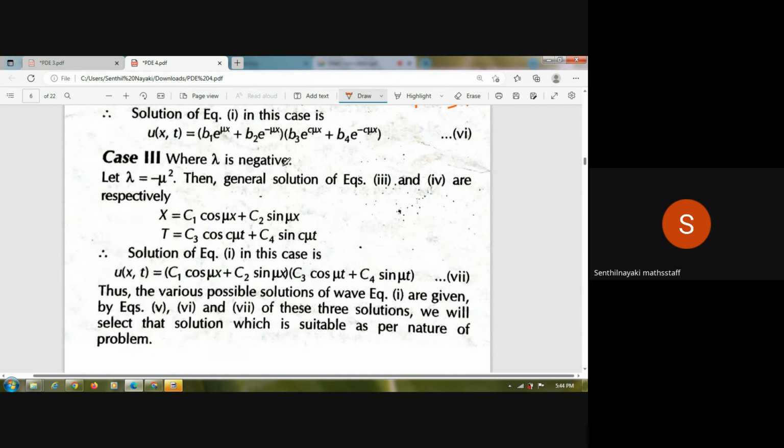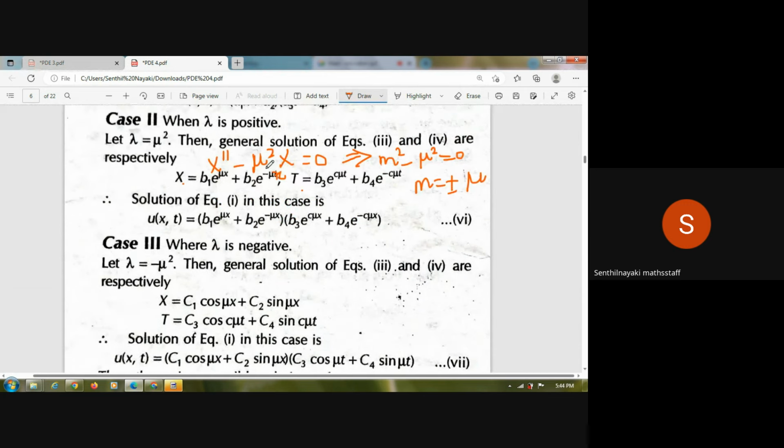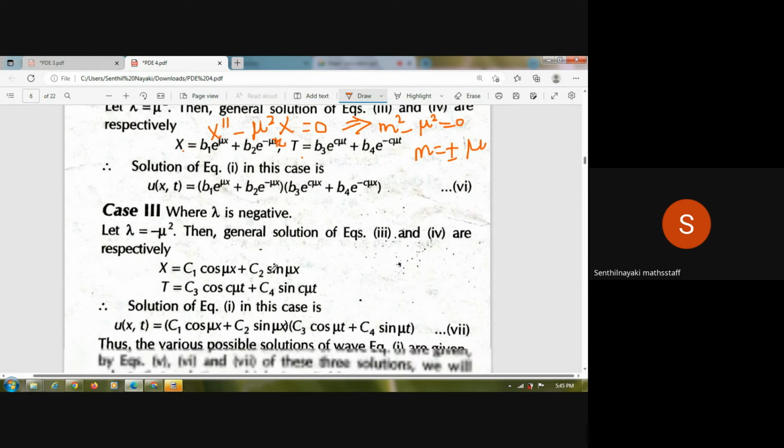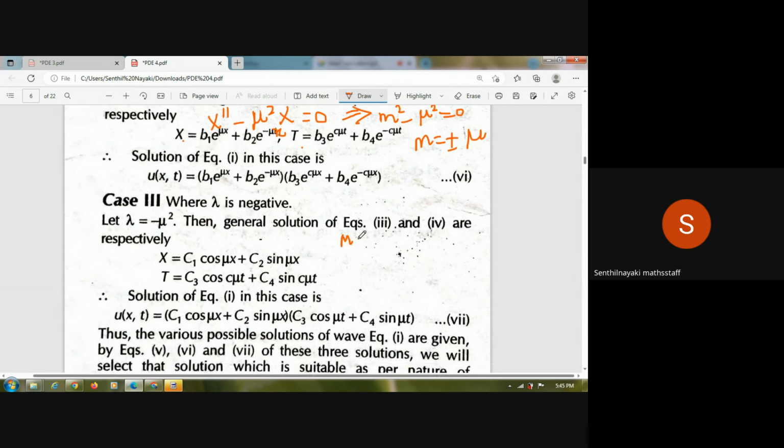Next, if lambda is negative, then let it be lambda equal to minus mu square. Then we have X double dash plus mu square X equal to 0, because minus into minus is plus. Then the auxiliary equation is m square plus mu square equal to 0, so m equal to plus or minus i mu. Therefore, since the roots are complex, the complementary function is c1 cos mu x plus c2 sin mu x.